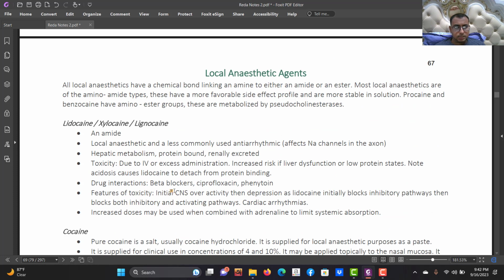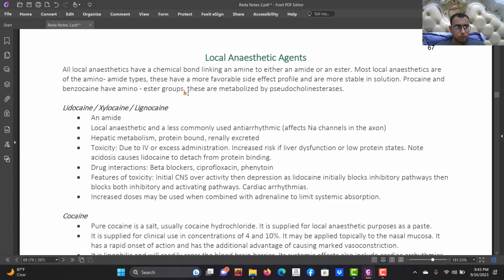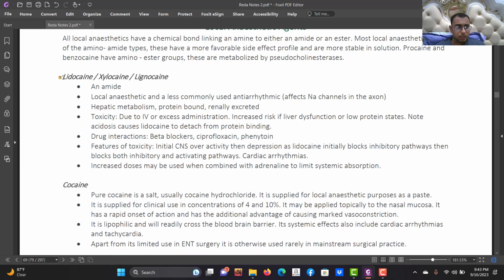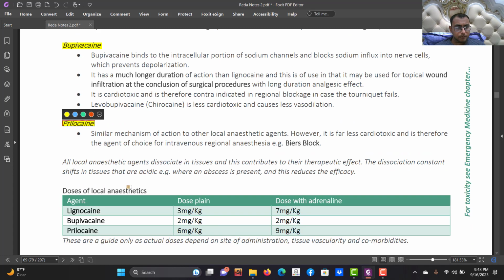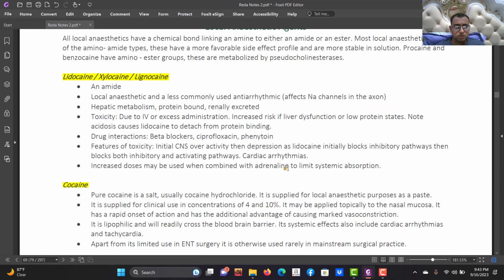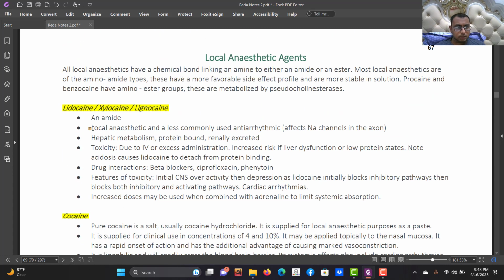Now the local anesthetic agents. You have to know which agents are used for local anesthesia: lidocaine, cocaine, bupivacaine, and prilocaine. Those are used for regional or local anesthesia. Lidocaine, also called xylocaine or lignocaine, is very popular as a local anesthetic, and is less commonly used as an antiarrhythmic.